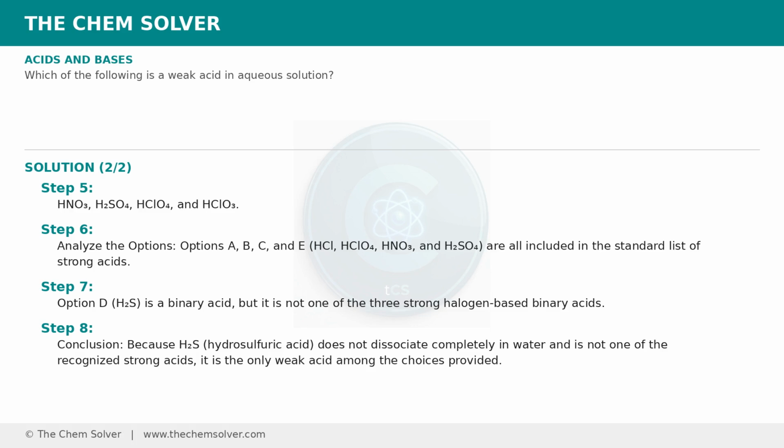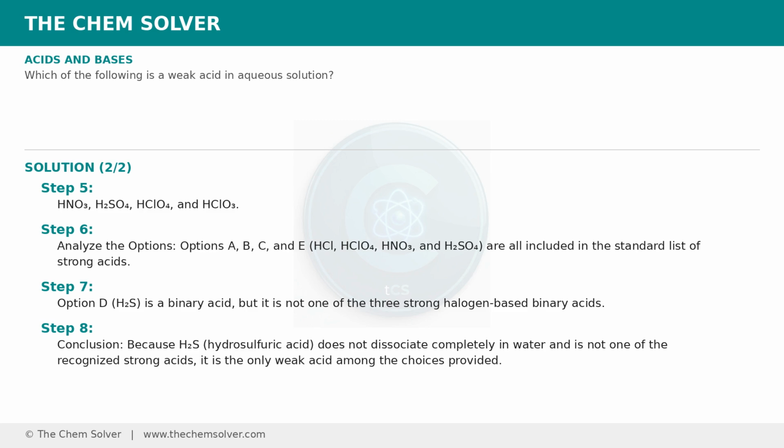Analyze the options. Options A, B, C, and E: HCl, HClO4, HNO3, and H2SO4 are all included in the standard list of strong acids. Option D, H2S, is a binary acid, but it is not one of the three strong halogen-based binary acids.